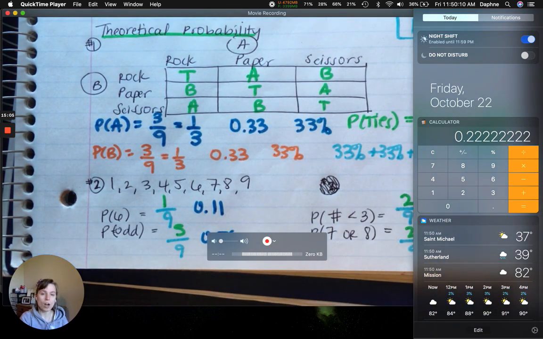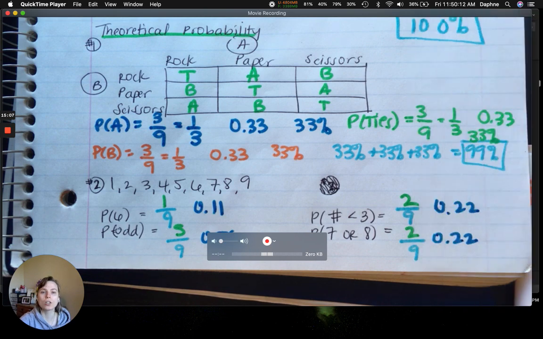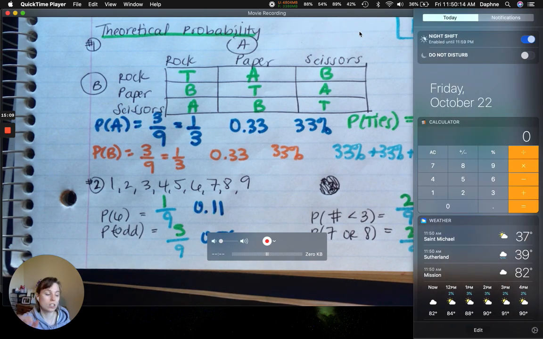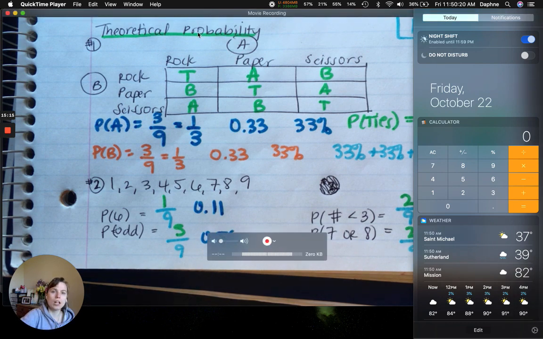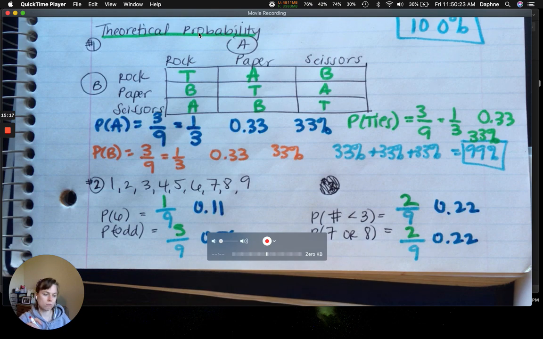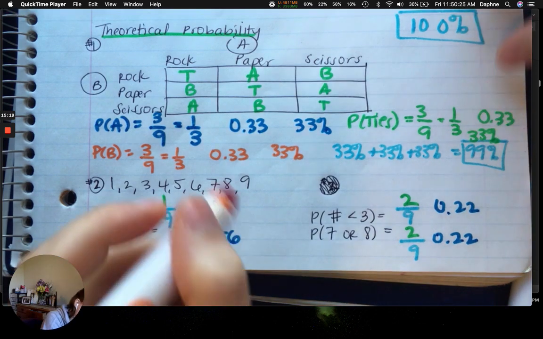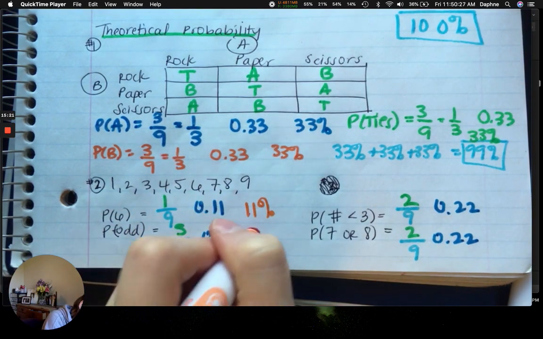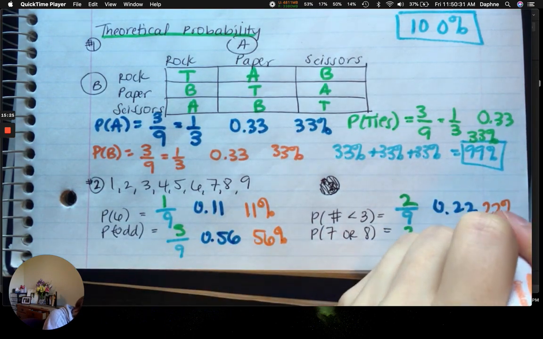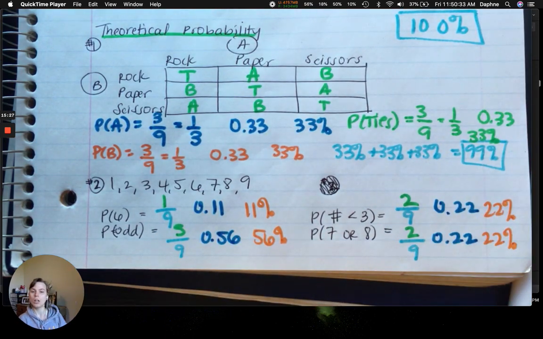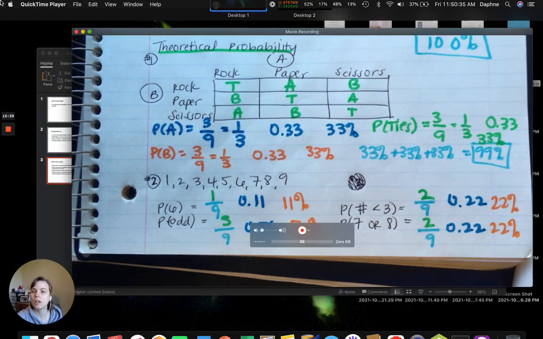All right, pause here. Can you write them all as percents? Where's my mouse? There's my mouse. Can you write them all as percents? You should end up, there we go. I have too many rolling markers. As 11%, 56%, 22%, 22%. And we're done. All right.